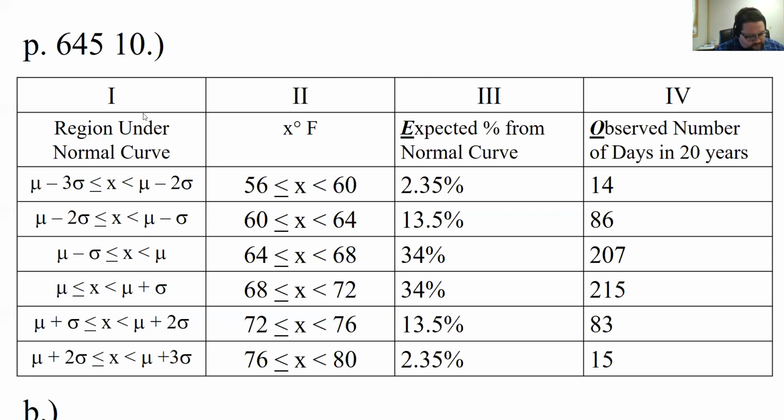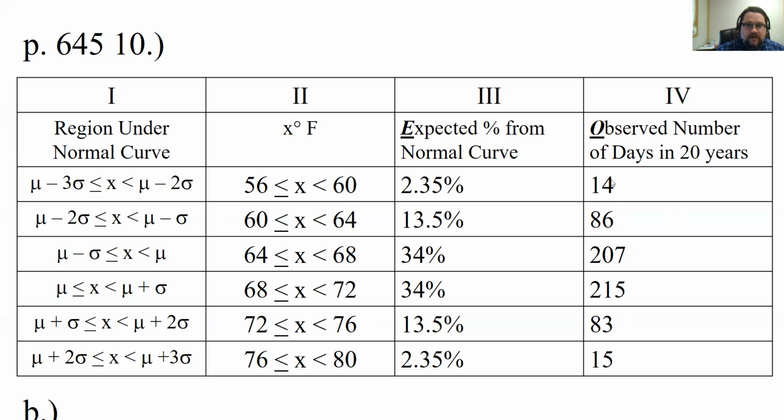So let's look at 10. Let X be a random variable that represents the average daily temperature in degrees Fahrenheit in January for the town of Hana, Maui. The X variable has a mean mu of approximately 68 degrees and a standard deviation of approximately 4 degrees Fahrenheit. A 20-year study, so 620 January days, that's our sample size, 620, gave the entries in the rightmost column of the table.